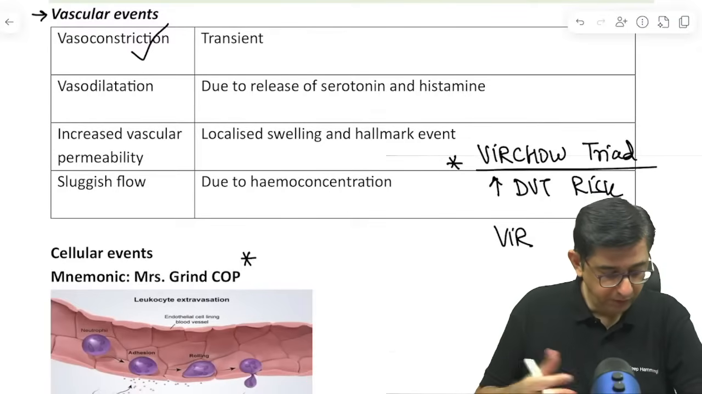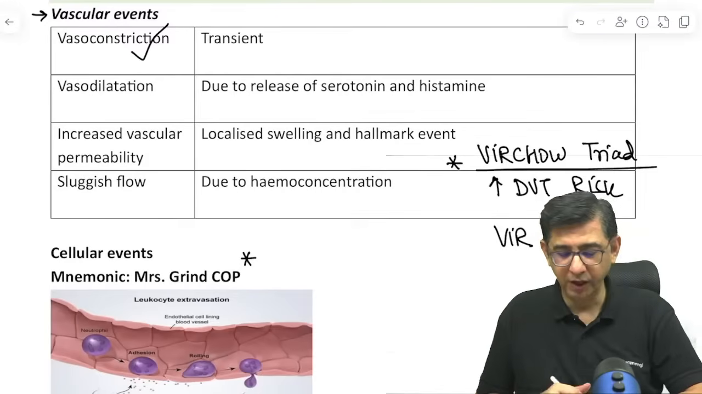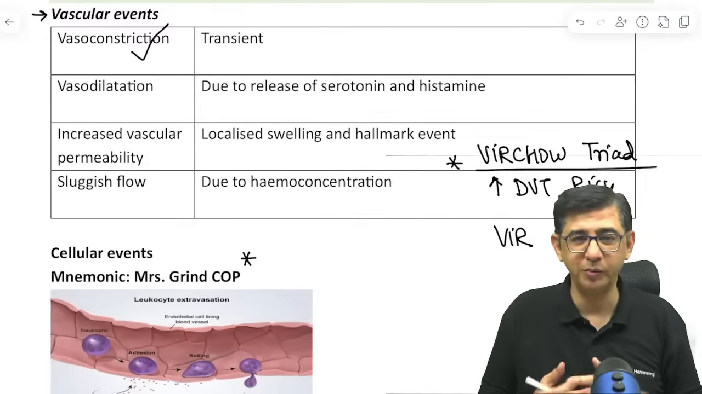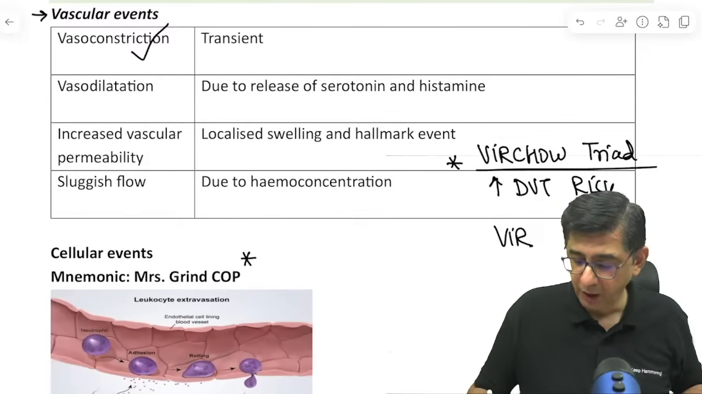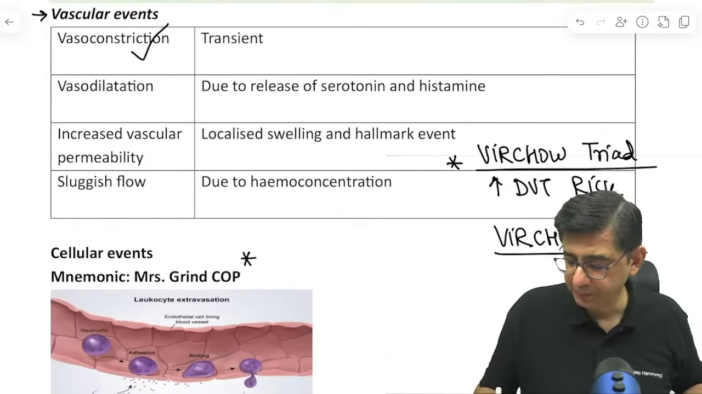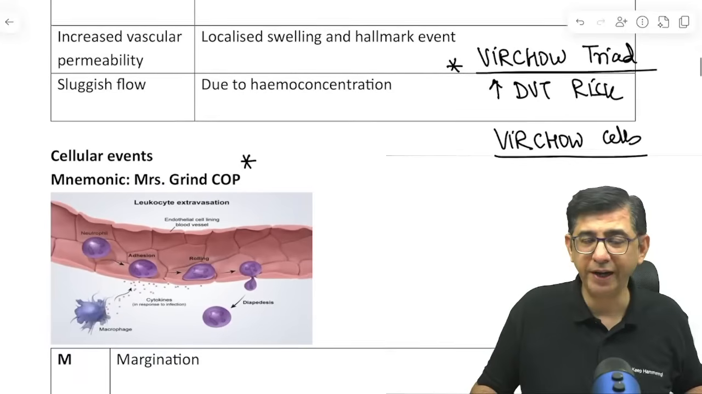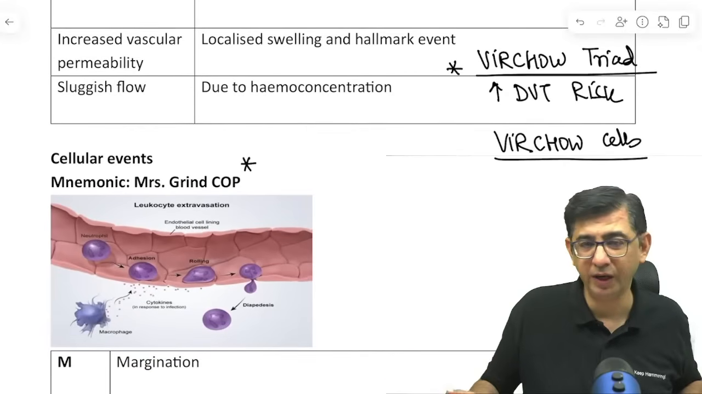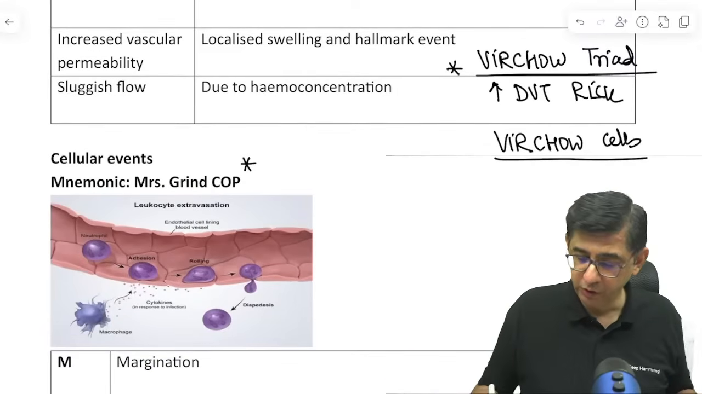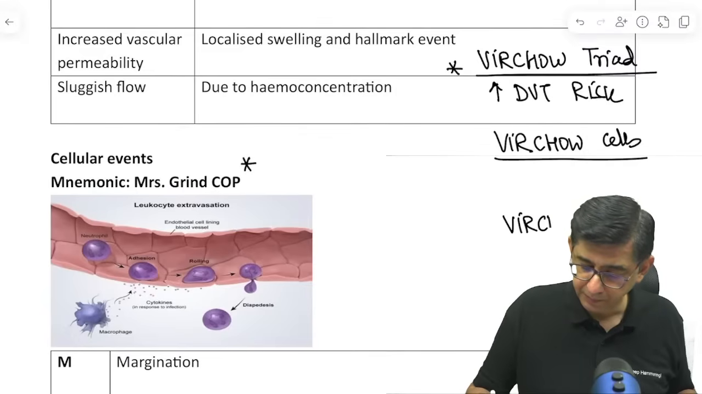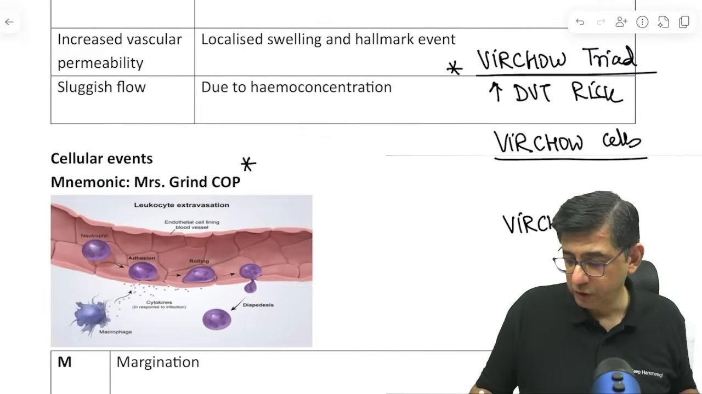Okay, so you have a different mnemonic, M Radcop. I have Mrs. Grindcop and you have M Radcop. So I want you to stick to your mnemonic. But before I do that, a question for you guys. Virchow's triad will increase the risk of DVT, hypercoagulability, stasis. Virchow's cell, tell me. Virchow's node, tell me.